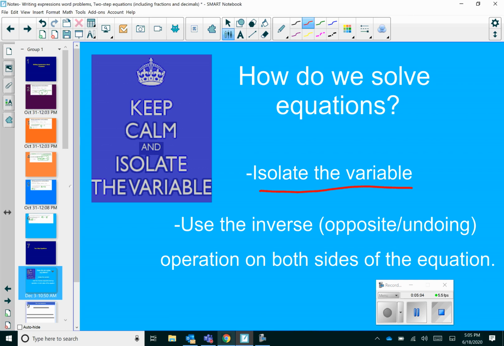And what do we mean by that? Well, isolate means we're trying to get it by itself. So we're trying to get whatever the variable is in the equation by itself. In order to do that, we have to use the inverse operation, which is the opposite operation, on both sides of an equation. Whatever you do to one side, you always have to do to the other.